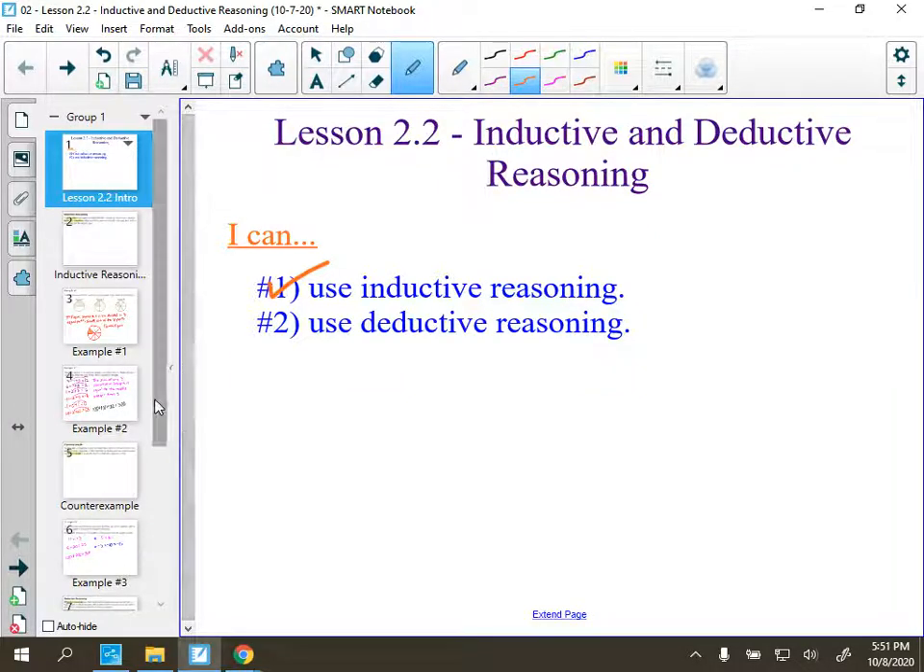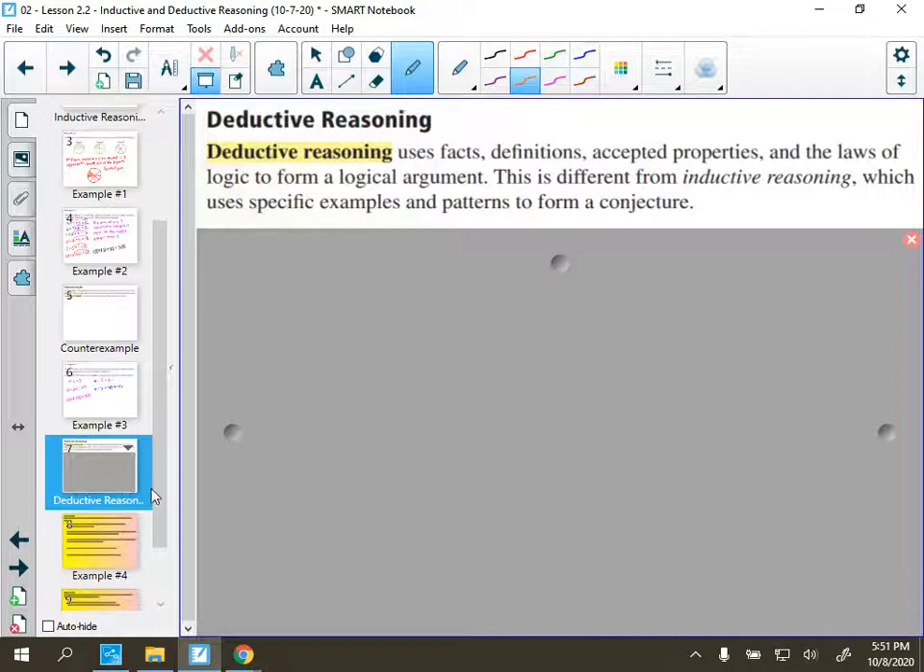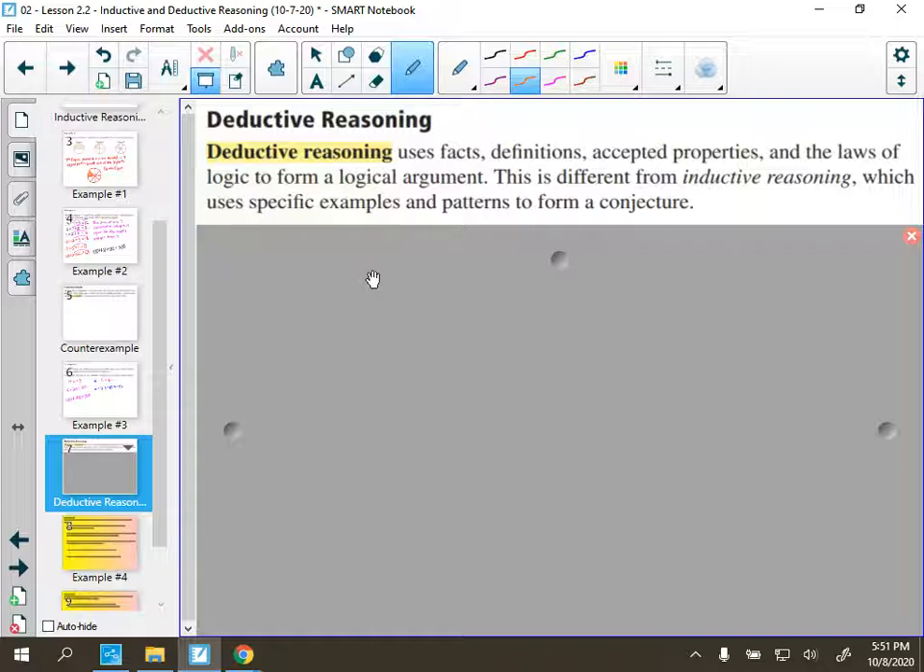Switching gears, totally flipping our mindset a little bit. What the heck is deductive reasoning? Deductive reasoning, instead of using patterns and observations, uses facts, definitions, accepted properties, and what we'll talk about today, these laws of logic, to form a logical argument. The big difference is that inductive reasoning uses very specific examples and patterns to make an educated guess.